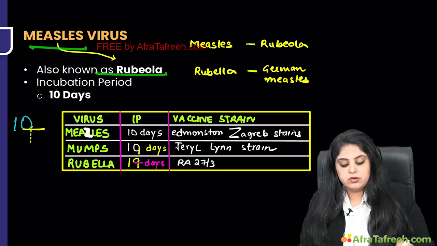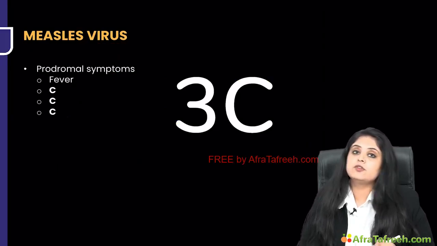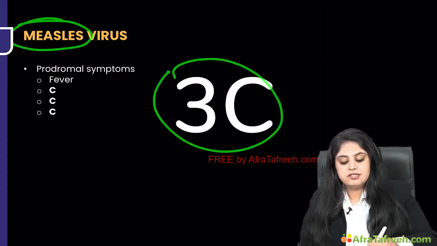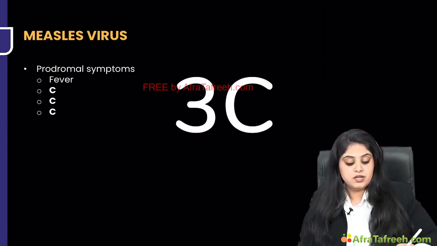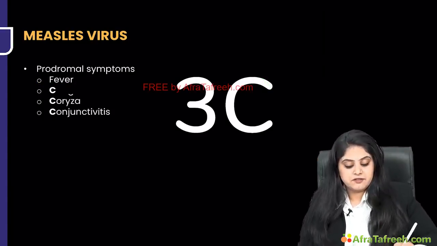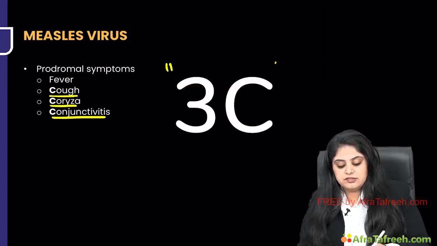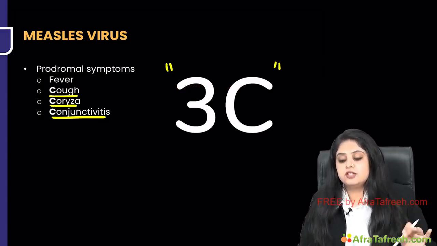Measles is known as rubeola. Incubation period is 10 days. Now what is the question that came in the paper? This is a recent exam question of 2023 for FMG students. Measles is going to be the 3 C's. It's a virus, so there will be fever, understood. Other than that, there is cough, conjunctivitis and coryza. Remember, cough, coryza, conjunctivitis. If these 3 C's are written, it is very important that you think of measles in the exam.